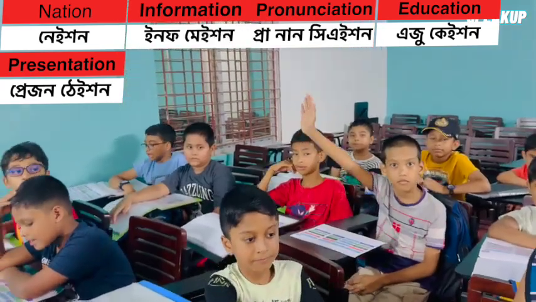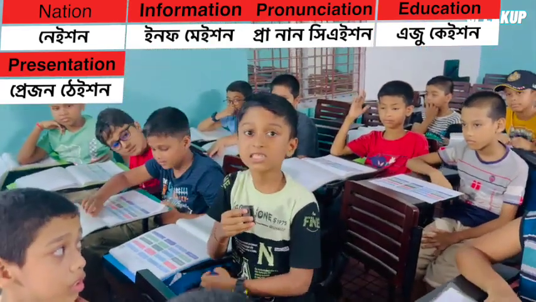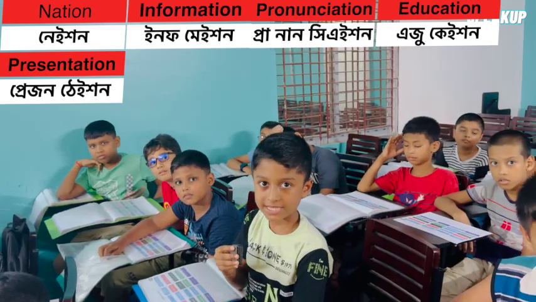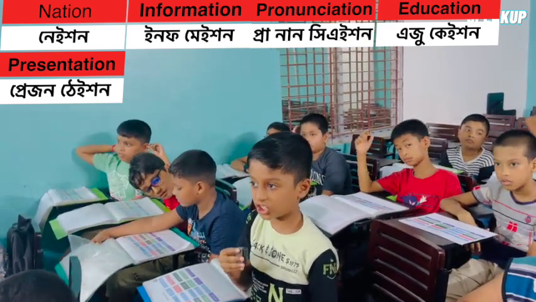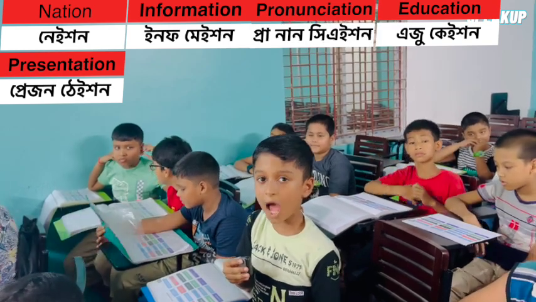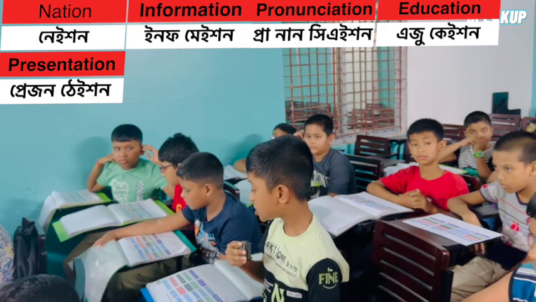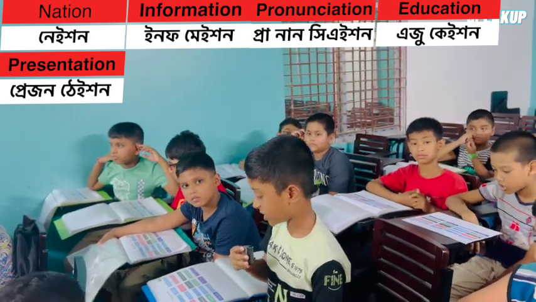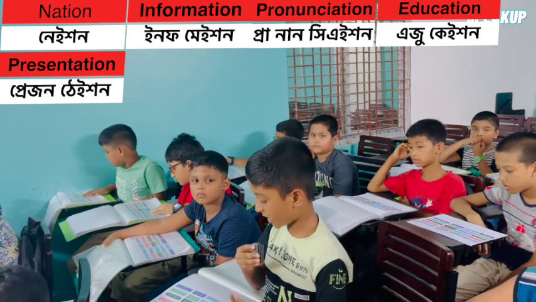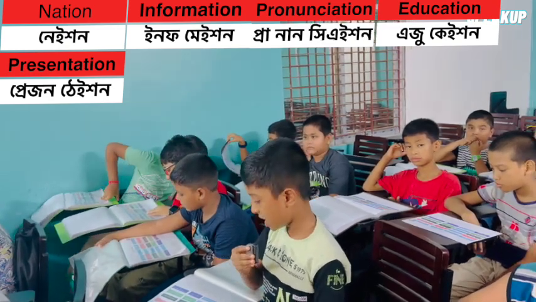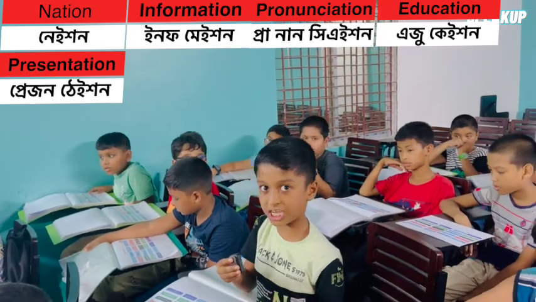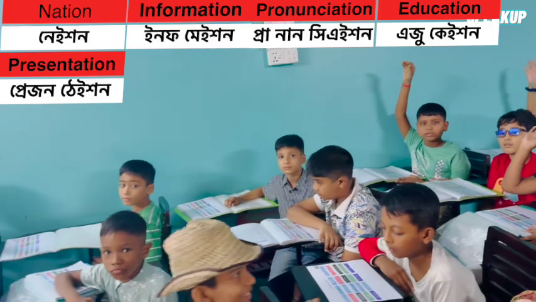Thank you. Go on. Number 1, nation. For example, history is the life, not life history. It will be history. History is the life of nations. Information. For example, we don't always get timely information. Pronunciation. For example, check your pronunciation. Education. For example, our people need education. Presentation. For example, I have a great presentation today. Okay, here you go. Next.